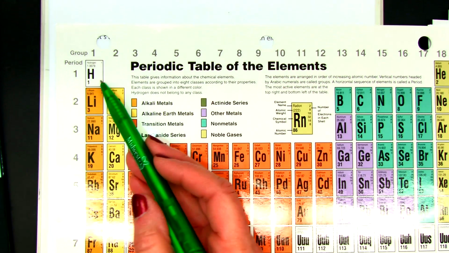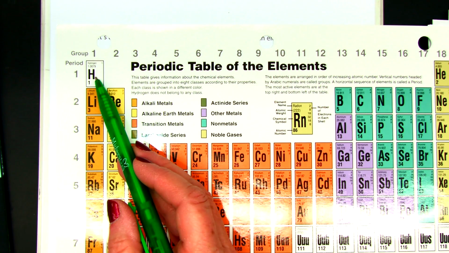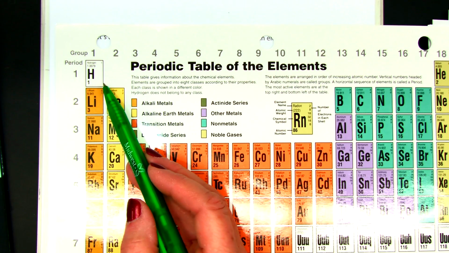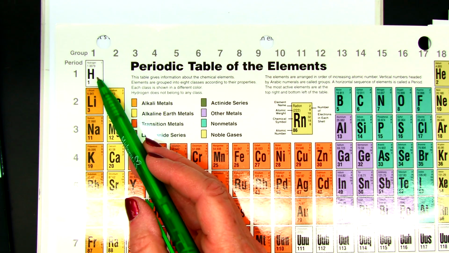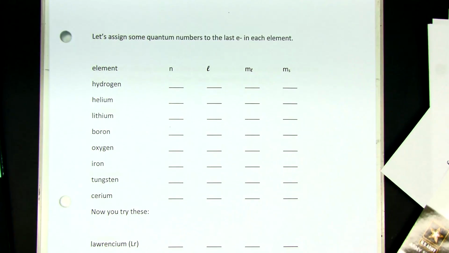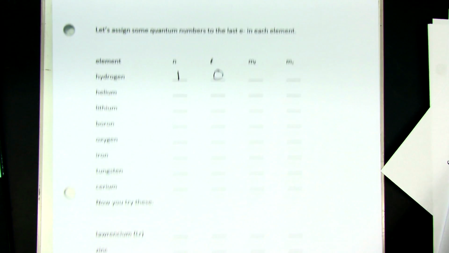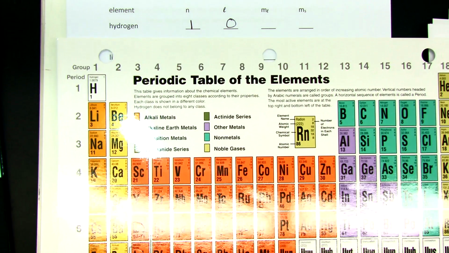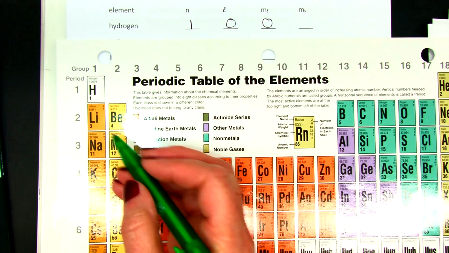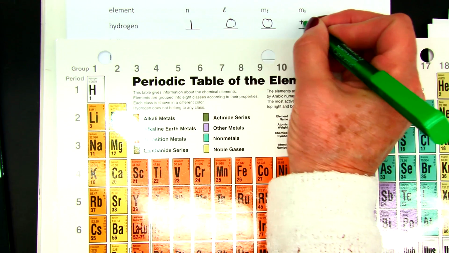So for hydrogen, we look at the box on the periodic chart. N is equal to 1 because I'm in the first period and I'm over in the first two columns. L is 0 because I'm in that chunk of the first two columns. So N is 1, L is 0. M sub L for this whole chunk is 0. And M sub S, because I'm in the first column, M sub S is plus 1/2.